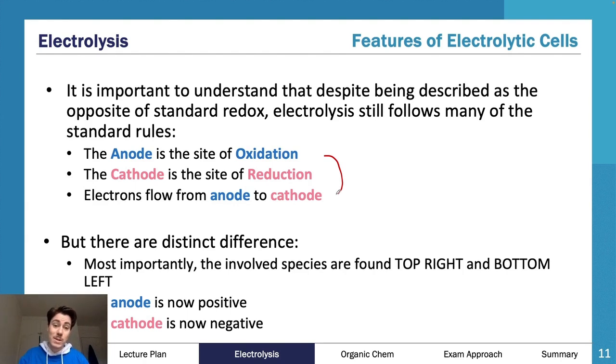Now, what species are involved? We think top right, bottom left. But what's really important about this, and it's really important to remember this, is we still utilize the strongest oxidant and the strongest reductant. So we are still using the strongest oxidant, which I find on the left, the highest up on the left. And then I use my strongest reductant, which I find lowest on the right.